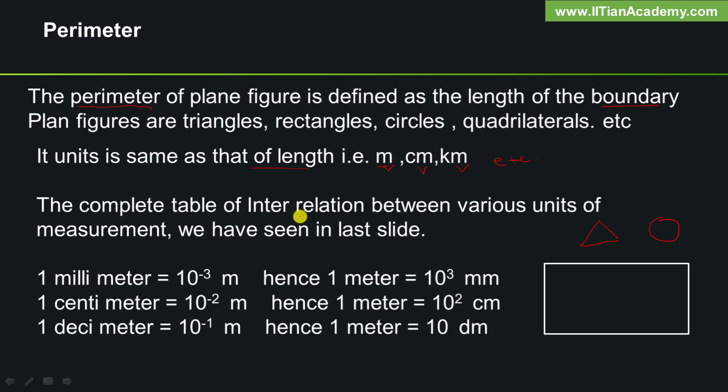The complete table of interrelation between various units of measurement we have seen in the last slide. Let us see a few values to be remembered. These will be frequently used in calculation. In this chapter, 1 millimeter equals 10 to the power minus 3 meter, hence 1 meter equals 10 to the power 3 millimeter. 1 centimeter equals 10 to the power minus 2 meter, hence 1 meter equals 10 to the power 2 centimeter. 1 decimeter equals 10 to the power minus 1 meter, hence 1 meter equals 10 decimeter.